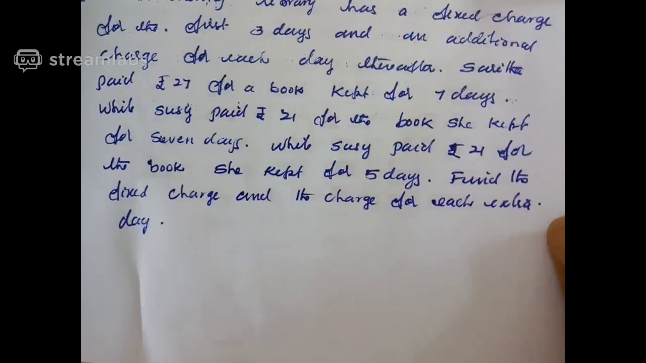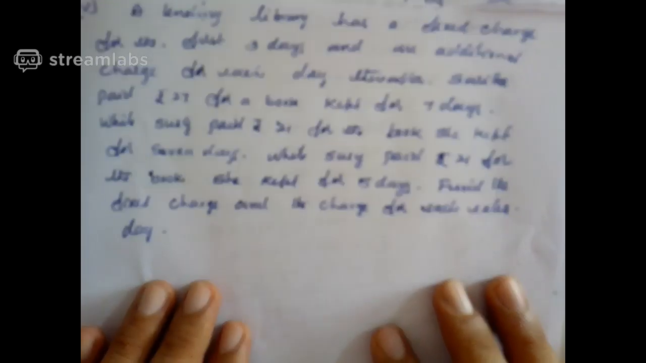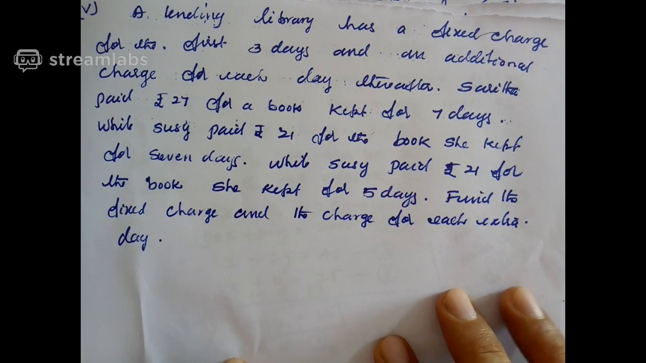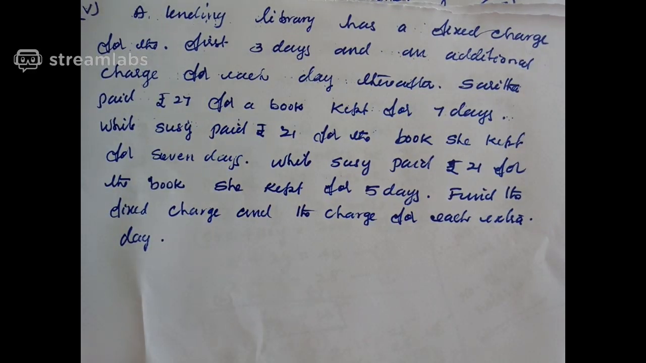Okay, next one. See this question. A lending library has a fixed charge for the first 3 days and an additional charge for each day thereafter. Sarita paid rupees 27 for a book kept for 7 days, while Susie paid rupees 21 for the book she kept for 5 days. Find the fixed charge and the charge for each extra day.